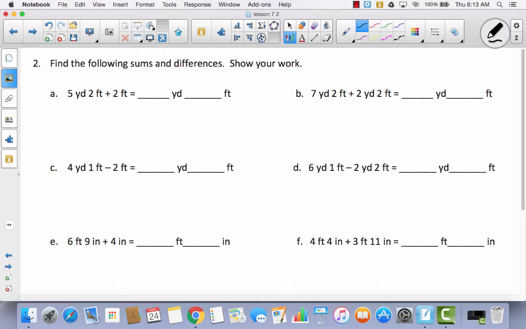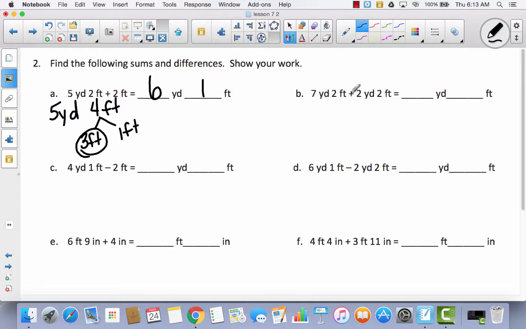Show your work. So we're going to continue again, but now we're talking about yards and feet. So I've got 5 yards, and I've got 2 feet plus 2 feet, which is equal to 4 feet. So let's decompose these 4 feet into how many feet make a yard. Well, 3 feet make a yard, and now I would have 1 foot left over. So this would be 1 yard plus 5 would be 6 yards and 1 foot left over.